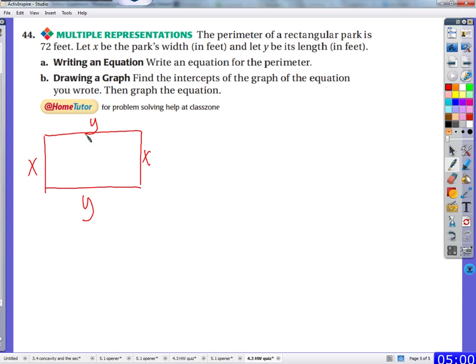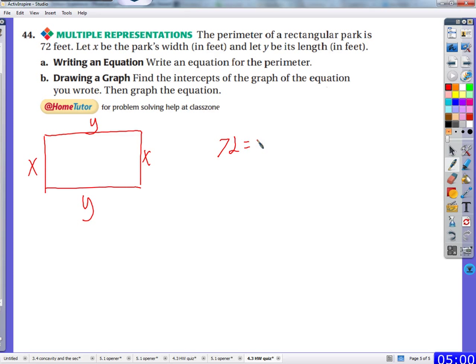Variables. The sides. Add all the sides together. The side is a measure of length. If we add up all the sides, then we'll have the perimeter. So how do we write an equation involving the perimeter? You can do 72 equals 2 and where x equals what?